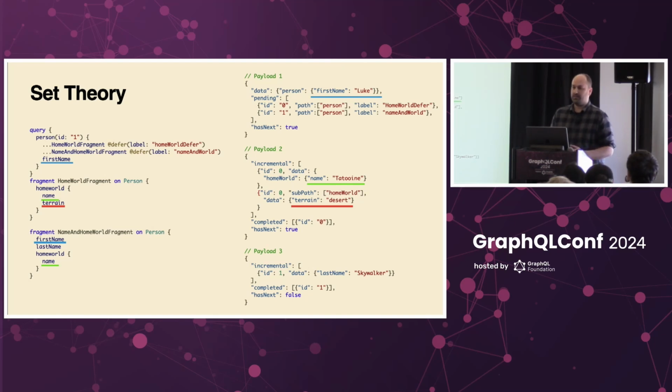And once both of these are sent to the client, then that entire homeworld fragment can be considered complete, and you'll get the completed object in that payload. Then all that's left is the last name field, and that's returned in the third payload. And since the rest of the fields in the name and homeworld fragment were already delivered, we can mark this one as completed and send the completed object.